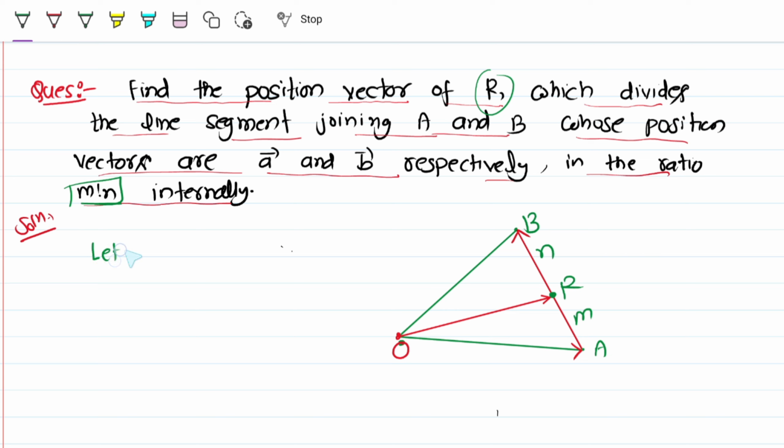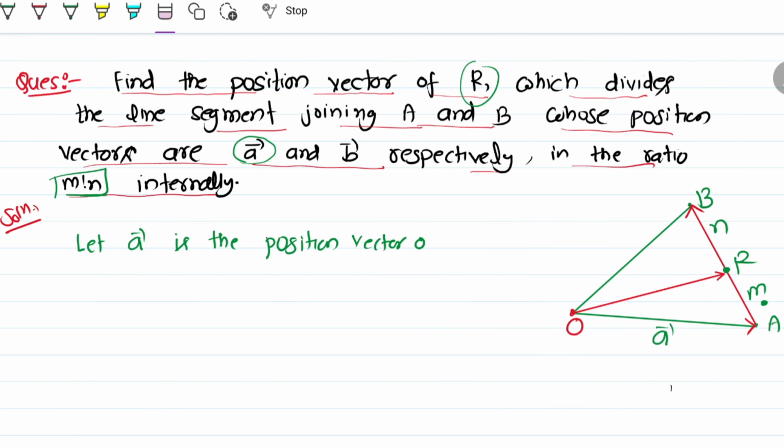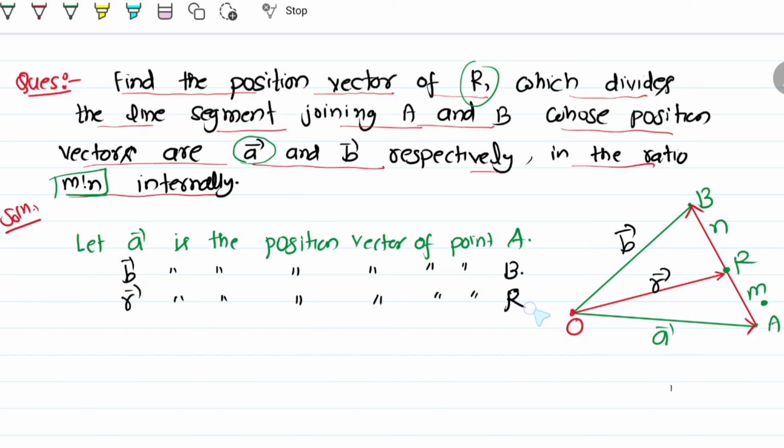Firstly we write: let small a vector be the position vector of point capital A. Let me shift this figure a little to the right. Now it's fine. Similarly, let small b vector be the position vector of point capital B, and let small r vector be the position vector of point capital R. So we need to find the value of r in terms of a and b.